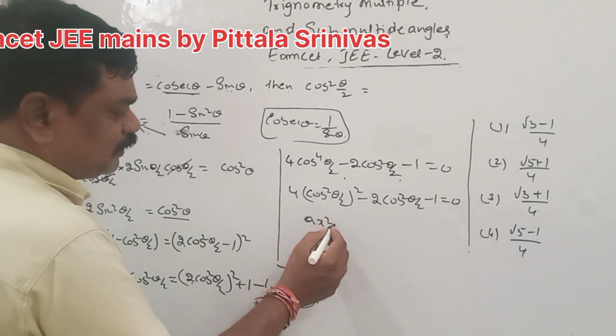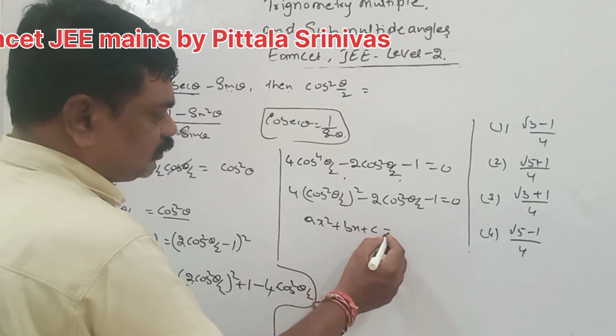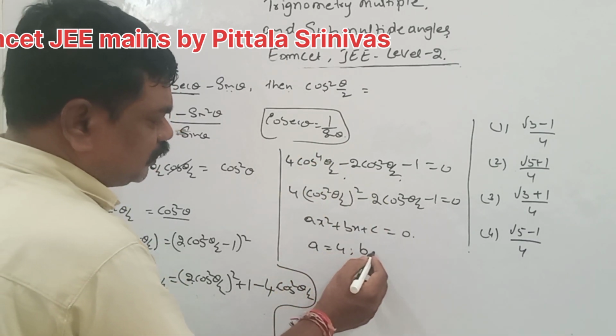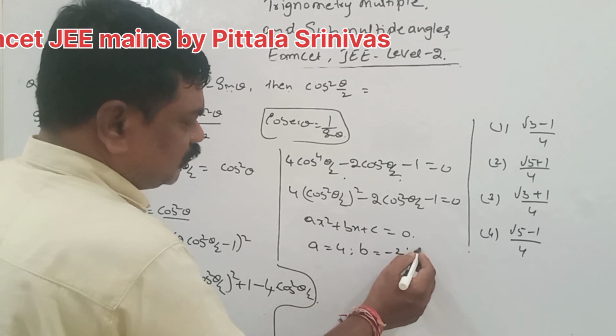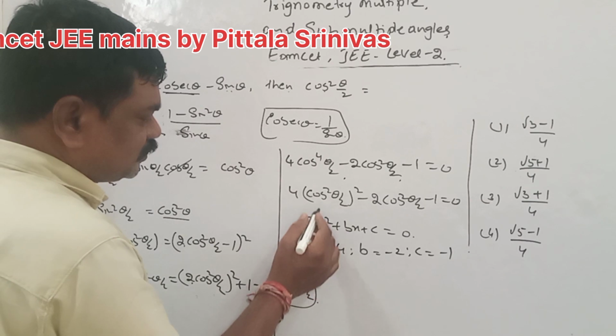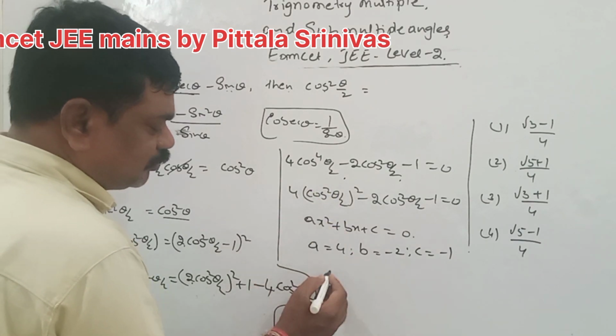This is in the form of ax² + bx + c = 0. Then a is equal to what? 4, and b is equal to what? Minus 2. c is equal to minus 1. So x is equal to what? cos² θ/2.